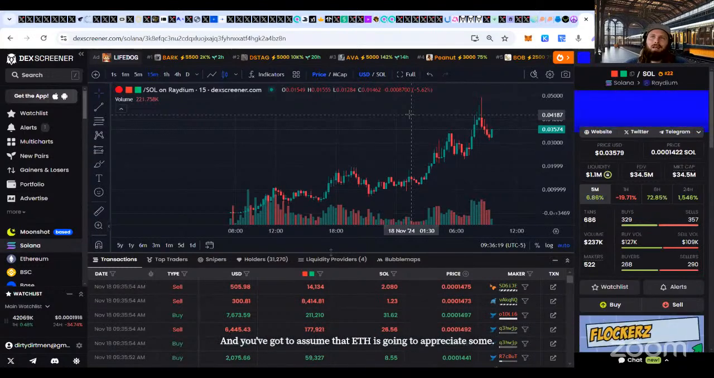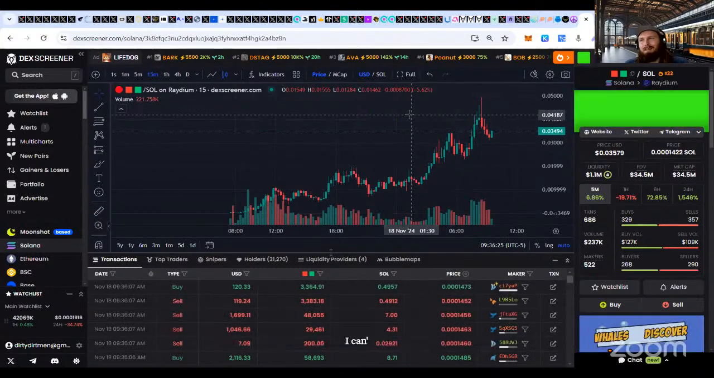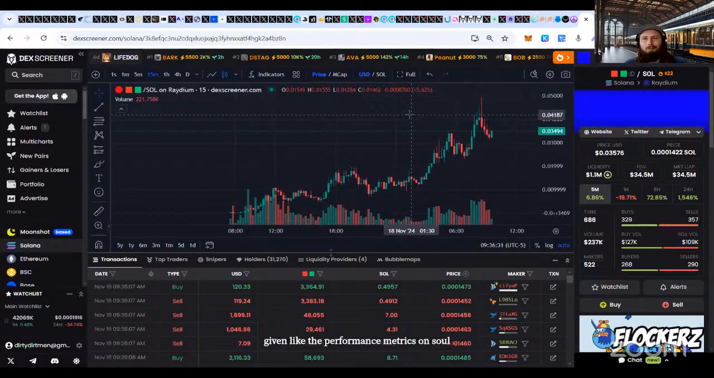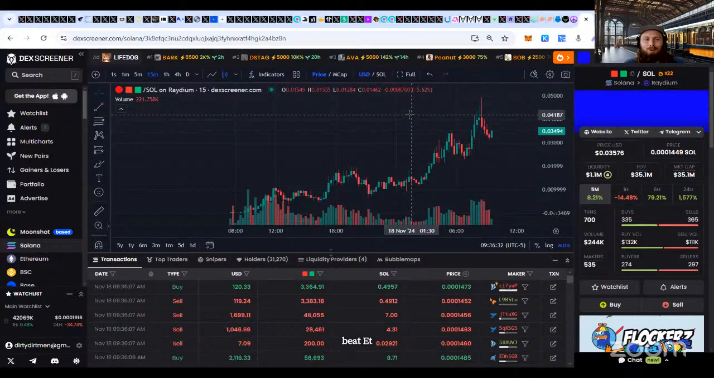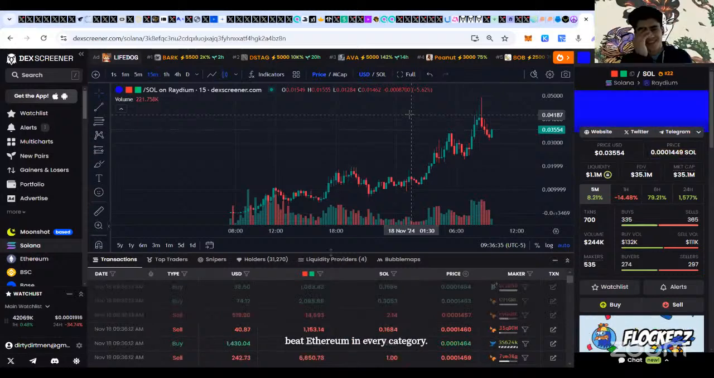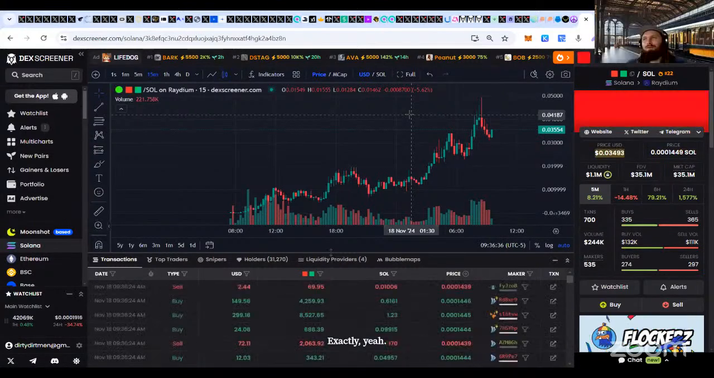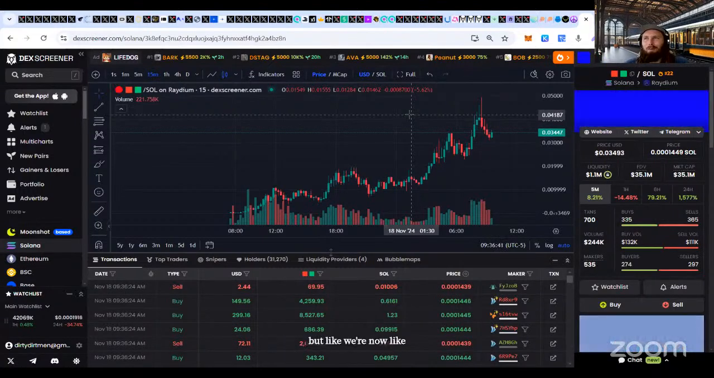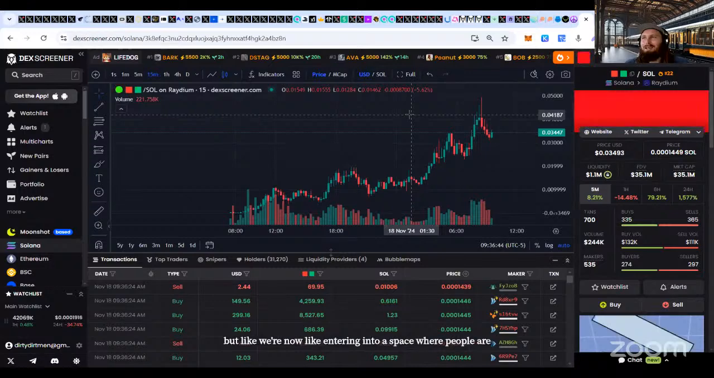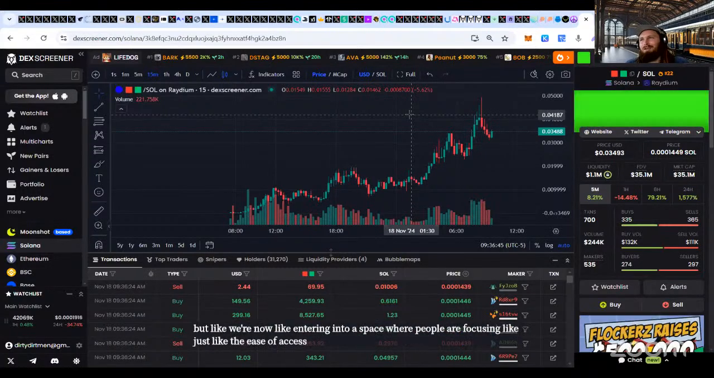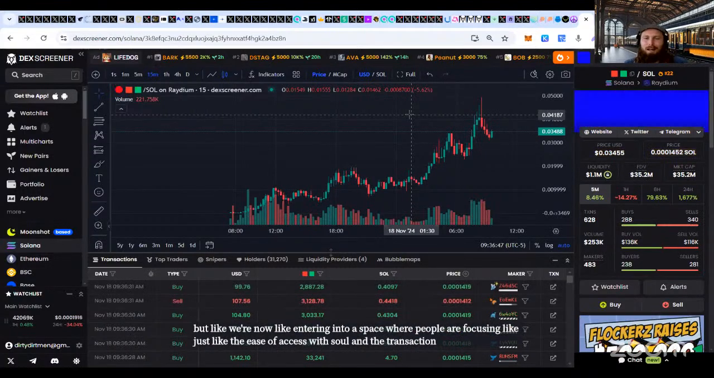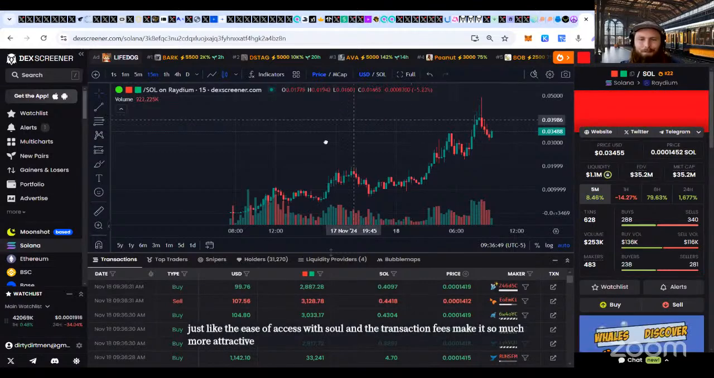Also, I think that SOL definitely flips ETH eventually. I can't see how it doesn't, given that the performance metrics on SOL beat Ethereum in every category. Obviously ETH was the first mover, but we're now entering a space where people are focusing on the ease of access with SOL, and the transaction fees make it so much more attractive.